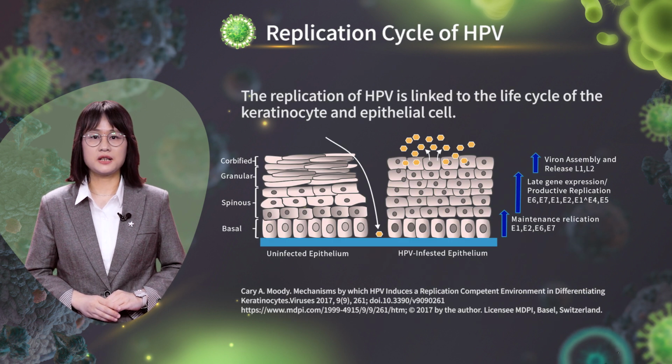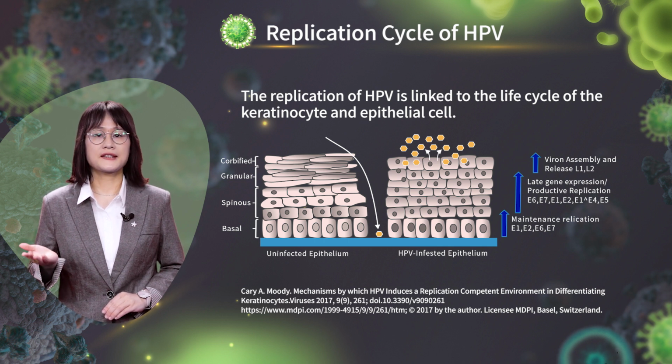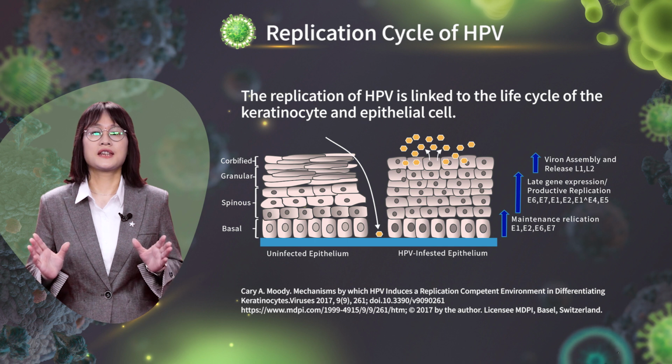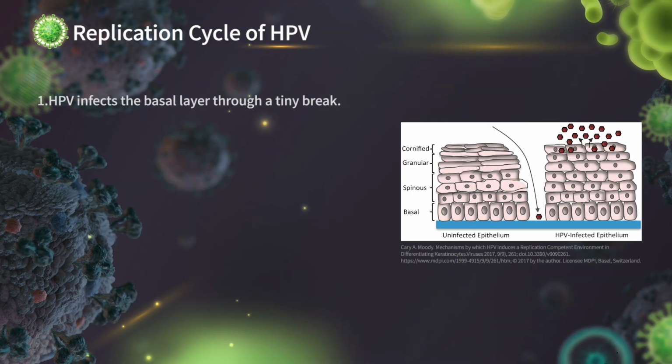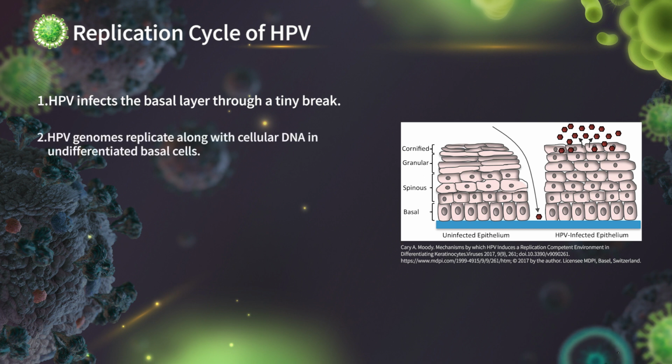How does HPV replicate in the target cell? HPV replication is linked to the life cycle of keratinocytes and epithelial cells. 1. HPV infects the basal layer through a very tiny break in the skin. Then, L1 protein attaches to the receptors and initiates the replication. 2. HPV genomes replicate along with the cellular DNA in undifferentiated basal cells.